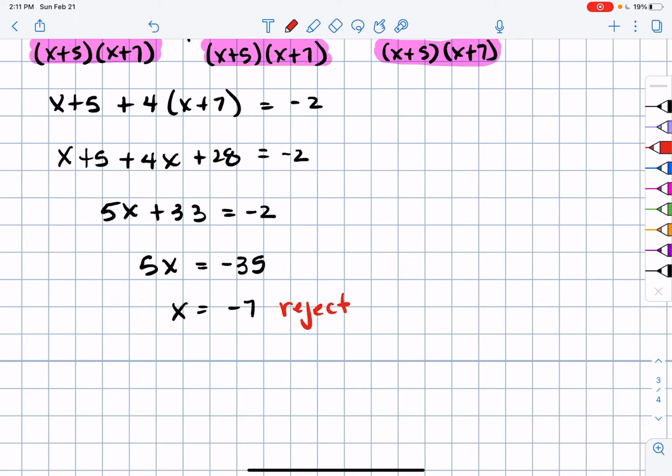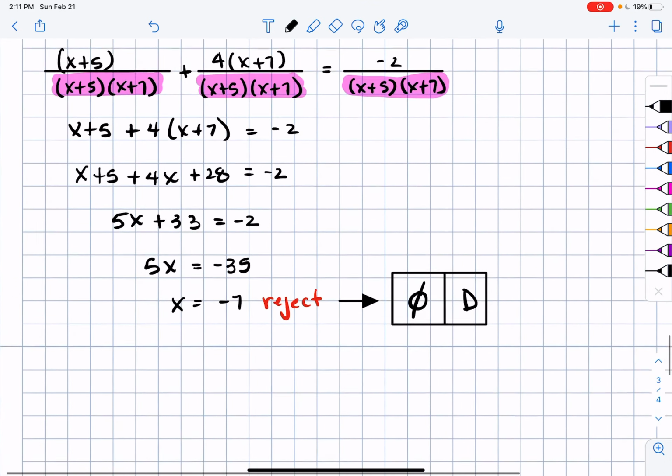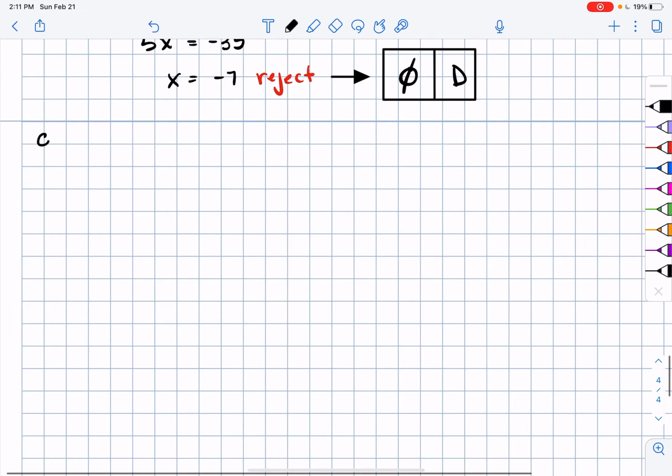So therefore, since that's the only answer I have to compare it to, my final answer would then say no solution, and that would be choice B. There we go. All right, so that was 7. On to number 8.